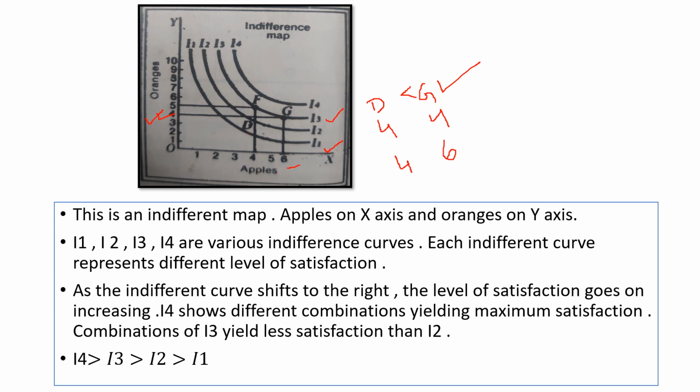Now let us compare another way. Let us compare point D and point F. See, at D you are having 4 apples and at point F also you are having 4 apples. The number of apples is the same. But at point D the number of oranges is 4. Okay. And at point F the number of oranges increases.